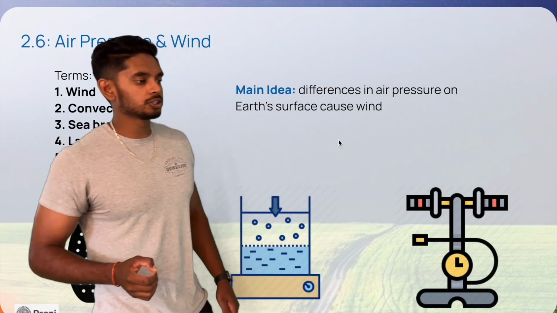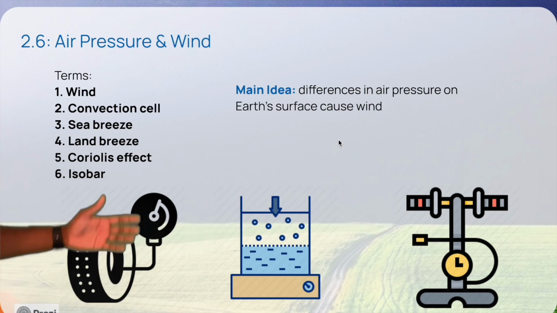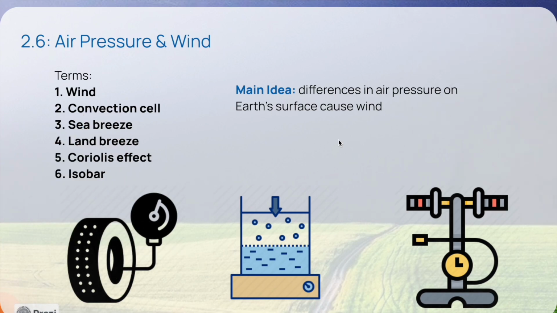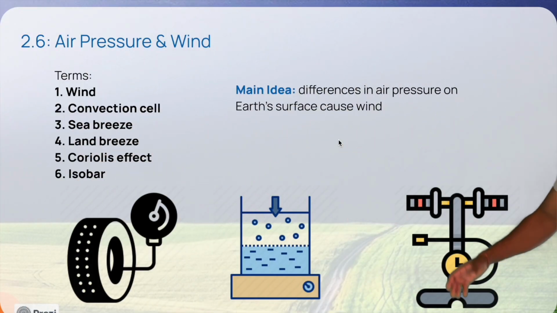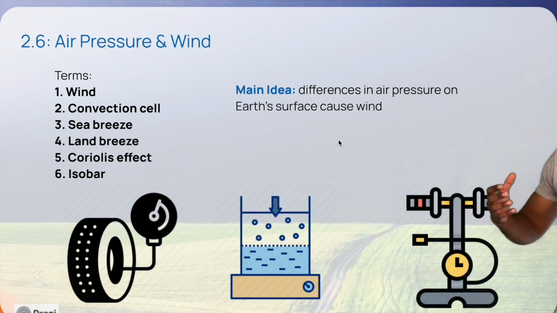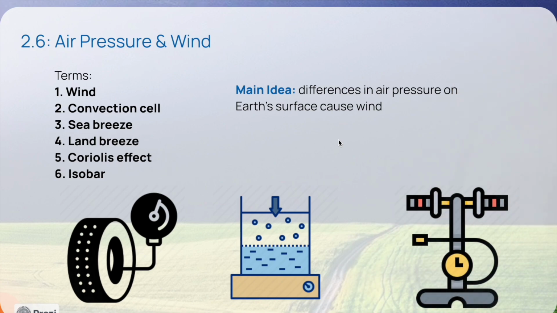Today we're in meteorology. We're talking chapter 2, which is all about weather. And specifically today we're on 2.6, which is all about air pressure and wind. Okay, here's some terms that we're going to talk about, as well as the main idea of this chapter, which is all about differences in air pressure on Earth. Earth's surface causes winds. So one day you might be asking your parents, where does wind come from? Well, I'm about to break it down and show you, okay?